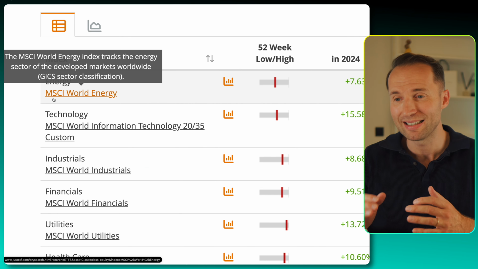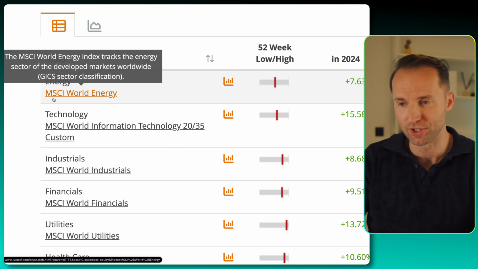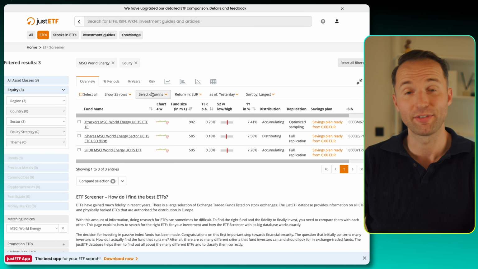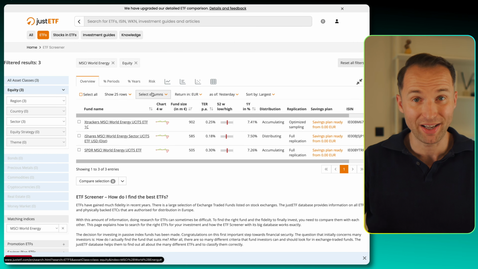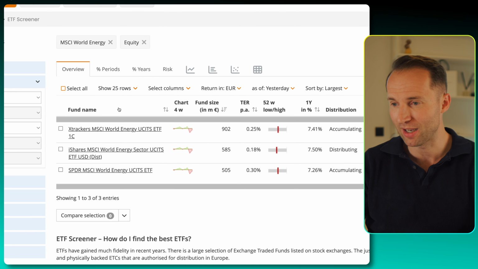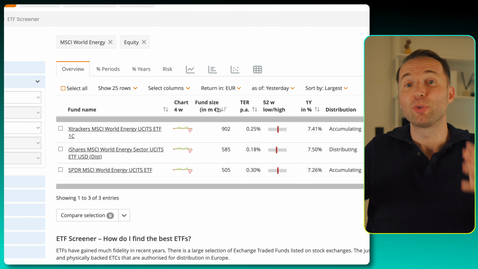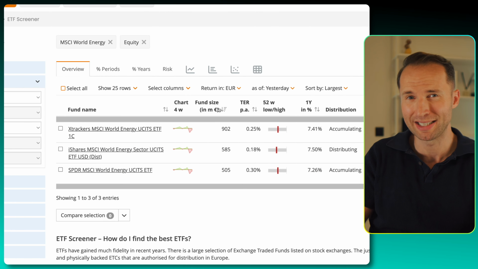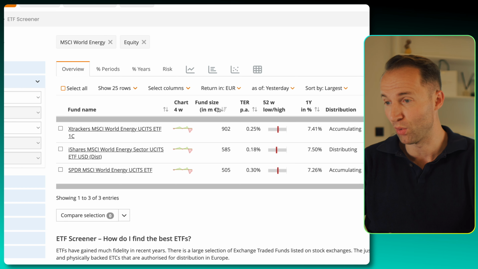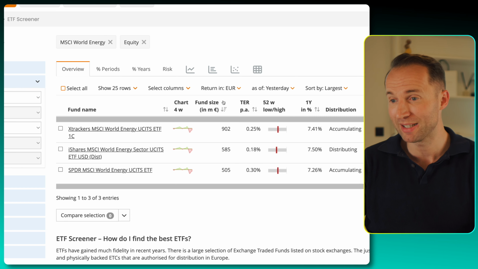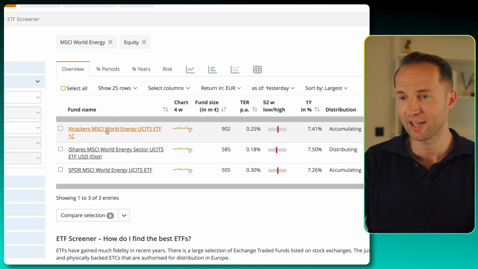So here the index is MSCI World Energy. If we click into this, we'll see the various ETFs that are reflecting that index. Right now we see 3 different ones. Of course, the fund size is not that big because it's a sectorial ETF. It seems more people want to invest into broader funds, bigger ETFs, but sectorial ETFs are still performing strongly over time, as we can see. Let's take the biggest one in fund size, which is currently the Xtrackers MSCI World Energy UCITS ETF.